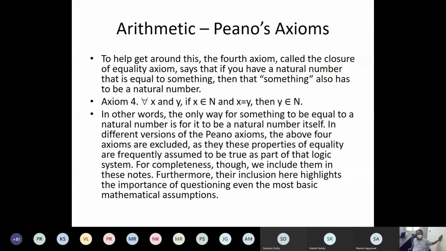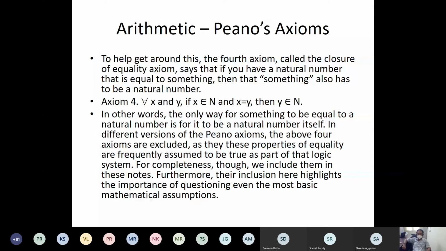You cannot have a natural number which is equal to something else which is not a natural number. This is important. Unless you have this closure, whatever we were doing previously, that means x in N, y in N, etc., we cannot do that. In other words, the only way for something to be equal to a natural number is for it to be a natural number itself. In different versions of Peano's axioms, the above four axioms are excluded, as these properties of equality are frequently assumed to be true as part of the logic. But for completeness, we have mentioned them, and we include them in these notes.